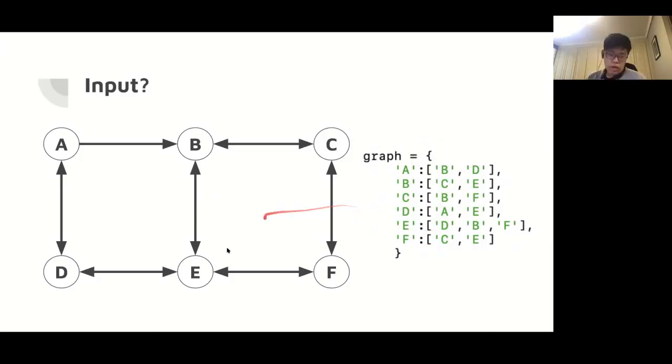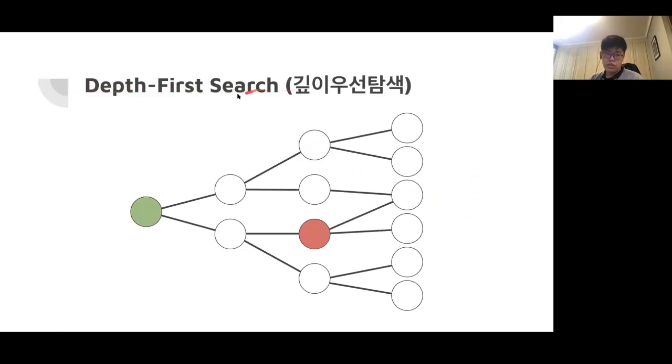So now we know how to input a path into a computer, right? We use graphs and we organize it into a dictionary. That's it. So now let's talk about DFS and BFS. I'm going to talk about DFS first. DFS is short for depth first search. In Korean, it's called 깊이 우선 탐색. And I'll explain the significance of the name later. Let's just see what it does.